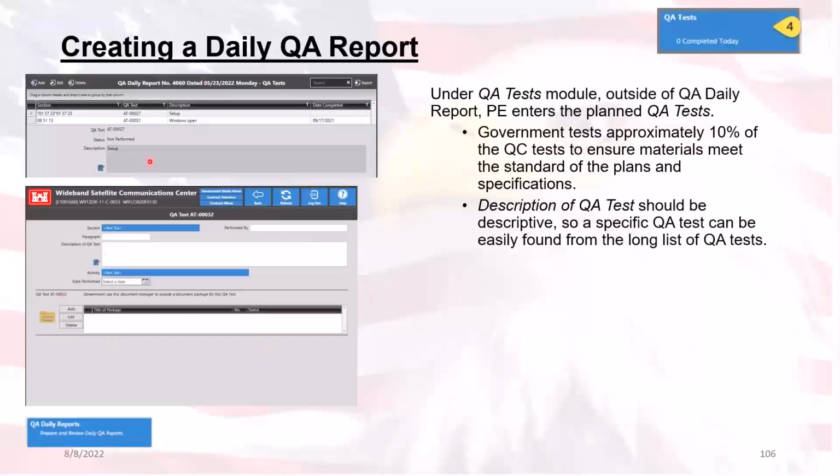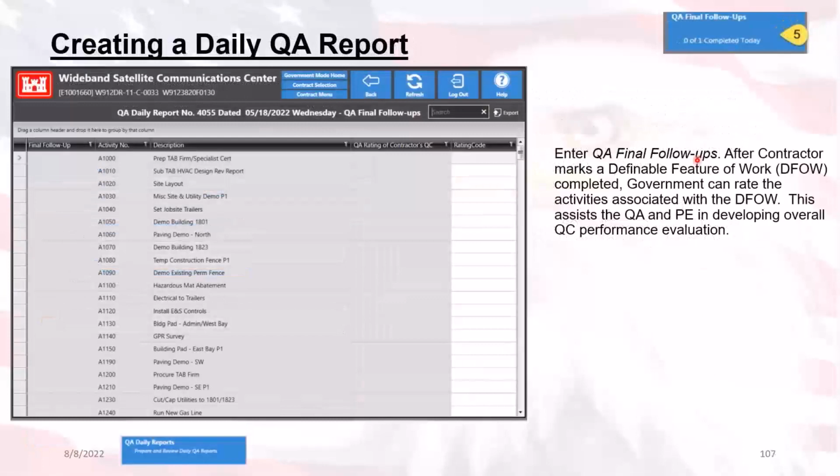Opening up that, and then opening up each of those items. When you click on up here, it opens up the item where you can add more document packages. Clicking on back, and then moving into the number 5 section, the QA final follow-ups.